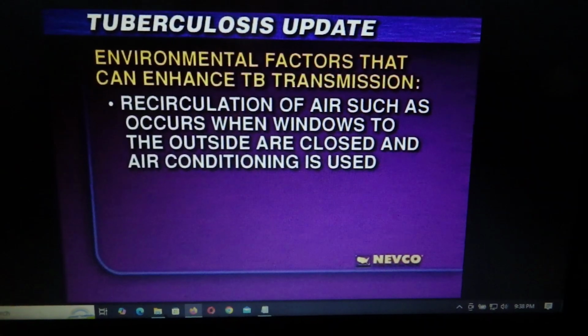It should be noted here when discussing transmission that people have a 50% chance of becoming infected with TB if they spend 8 hours a day for 6 months or 24 hours a day for 2 months working or living with someone with active TB.